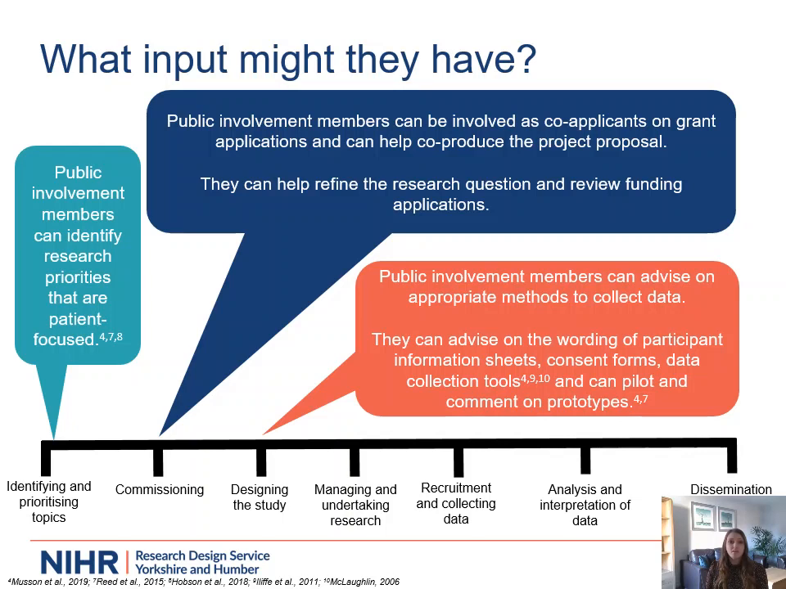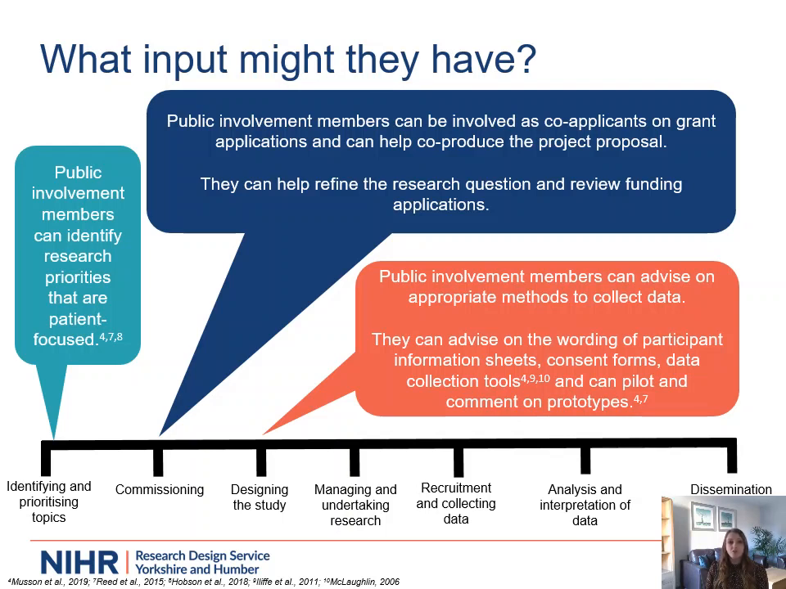In terms of commissioning, members of the public can be involved as co-applicants and help co-produce the project proposal, or they can help to refine the research question and review the funding application. So for example, they can review plain English summaries in order to help ensure that the summary is easy to understand and free from jargon.